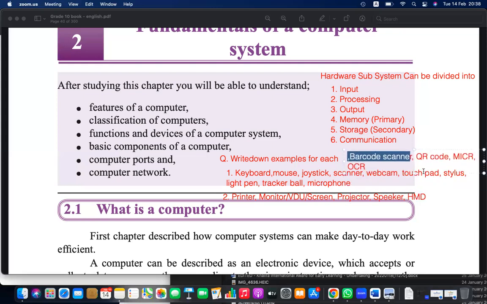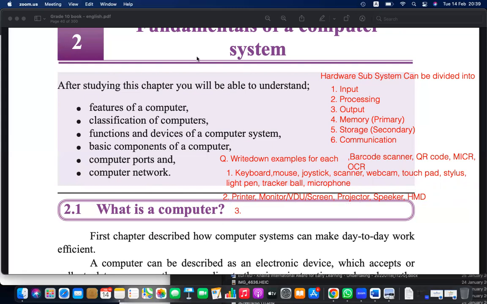These are also input devices, right? These are also coming under the input devices. Three. Then output devices. Okay, sorry. This is output devices, right?